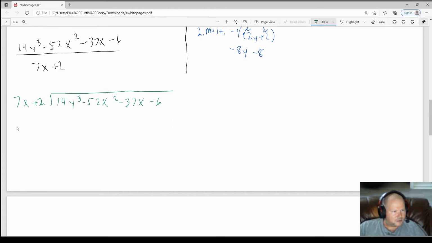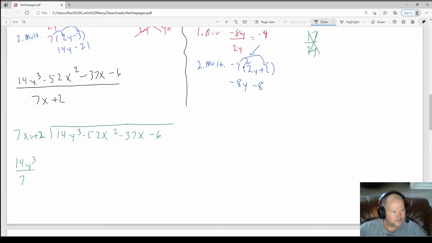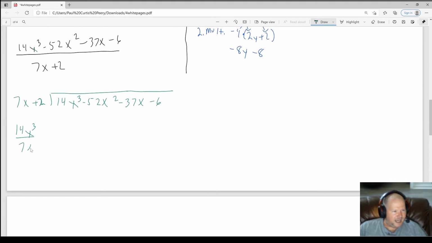Then what we're going to do is take 14x cubed and divide it by 7x. I'm sorry, I don't know why I keep flipping between x's and y's. That's actually supposed to be an x there. There we go. Fixed it. All right, so we divide it by 7x, and 14 divided by 7 is 2. x cubed divided by x is x squared. We put the 2x squared on the top.